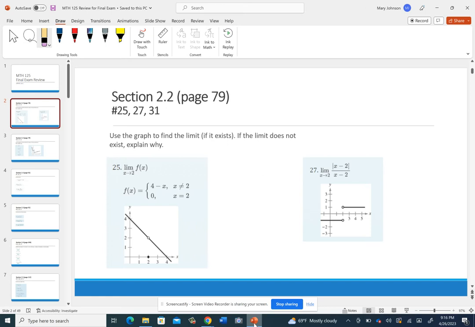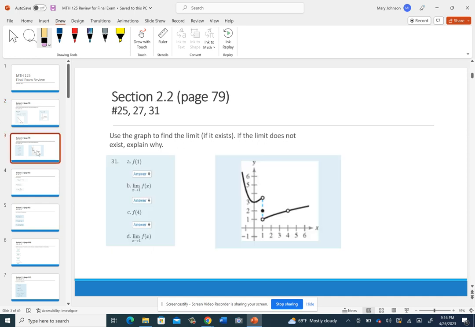All right, let's go way back now and take a look at problems involving chapter 2. Chapter 2 was where we were looking at limits. We didn't know about derivatives yet. All right, so the first objective asks you to use a graph to determine if a limit exists, and if it doesn't exist, to try to explain why. So 25, 27, and 31 were problems you could look at.